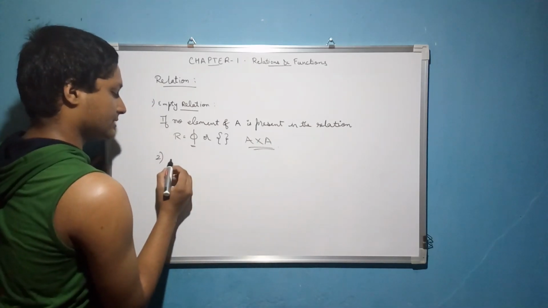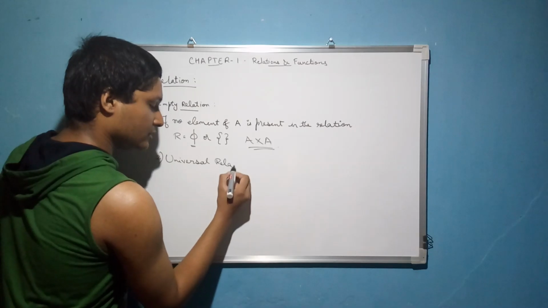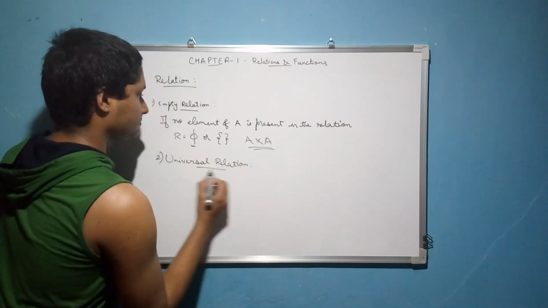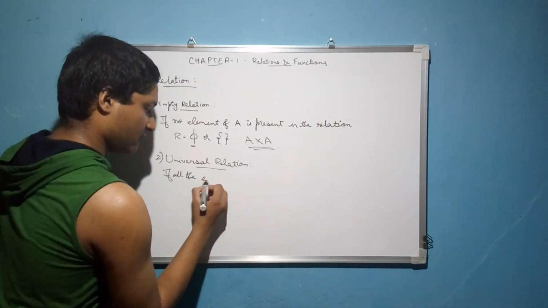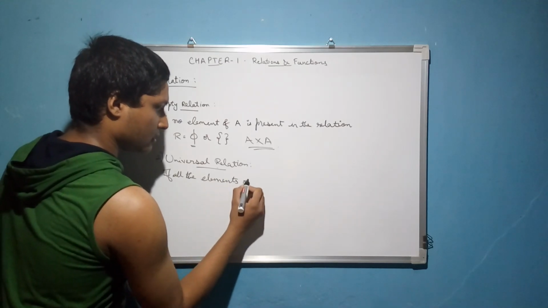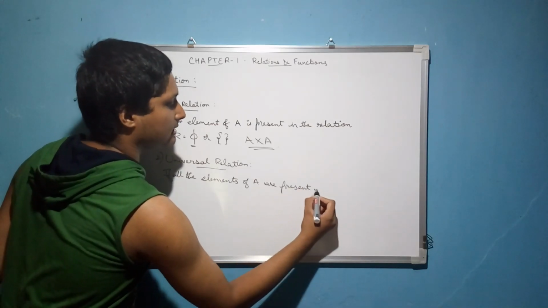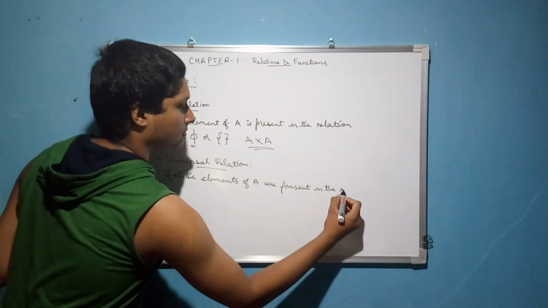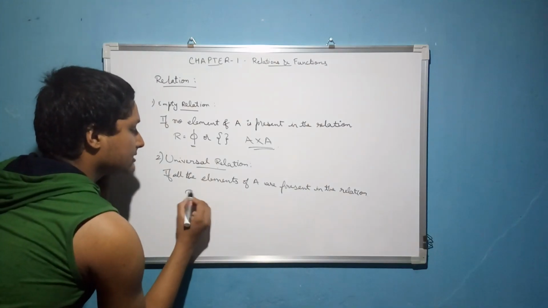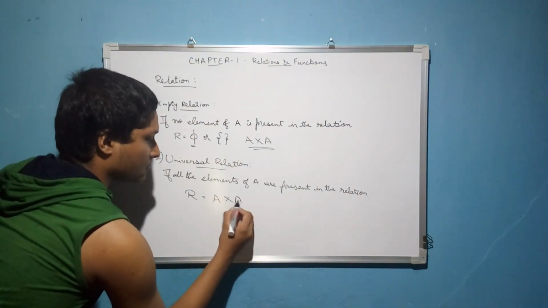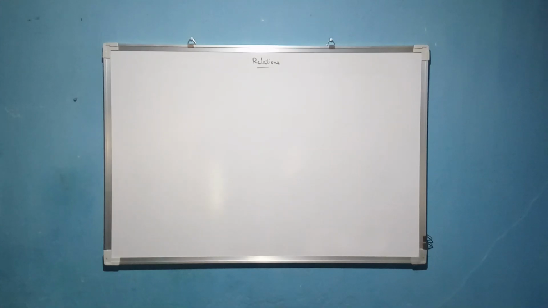So the second type of relation is the universal relation. What is a universal relation? If all the elements of A are present in the relation, that relation is called a universal relation, and that relation is equal to A cross A. Now we are going to learn some more types of relations.